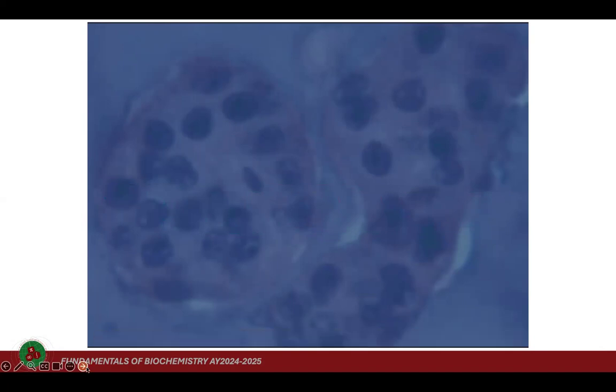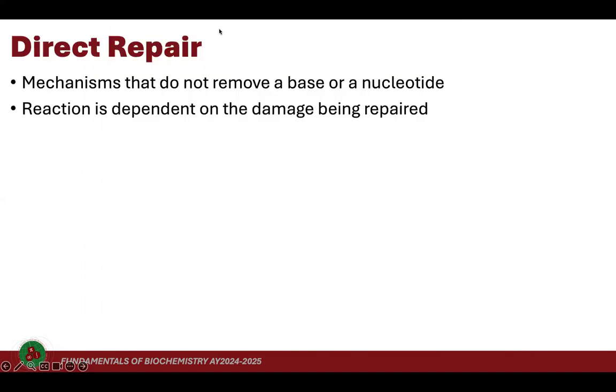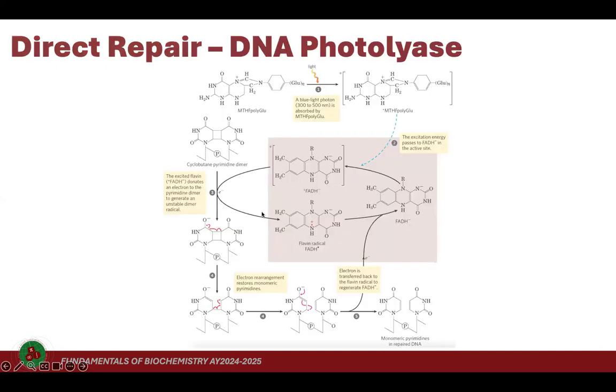Okay, and finally, we have direct repair, which addresses other types of damage. These are mechanisms that do not remove a base or a nucleotide, because so far what we have seen, the mechanisms involve removal of at least a base, right, or a nucleotide. So your direct repair mechanism can vary because the reaction is dependent on the damage being repaired. So we have 2 examples here.